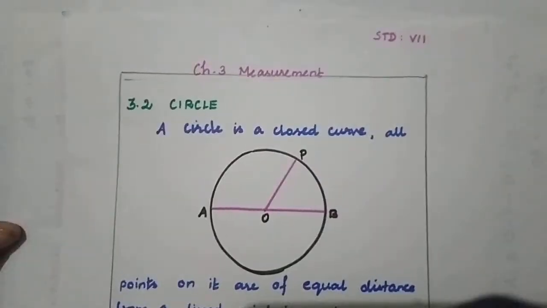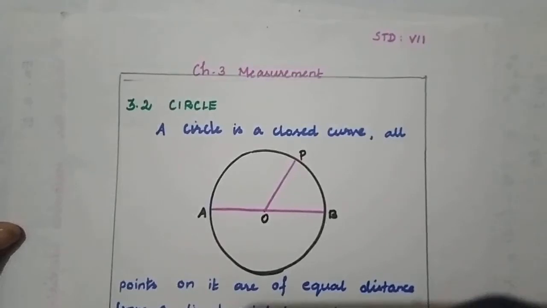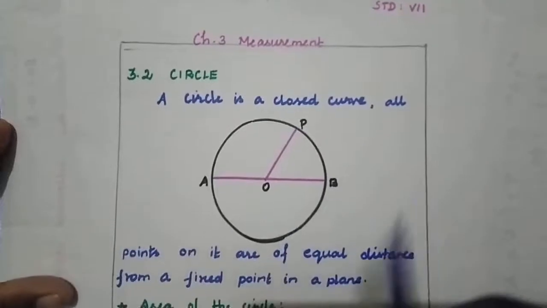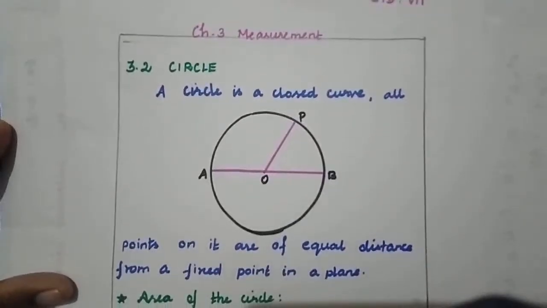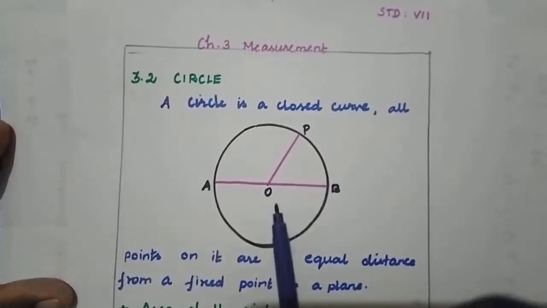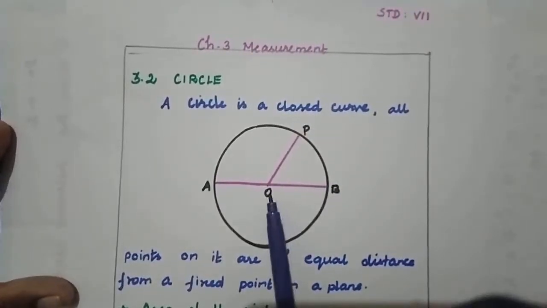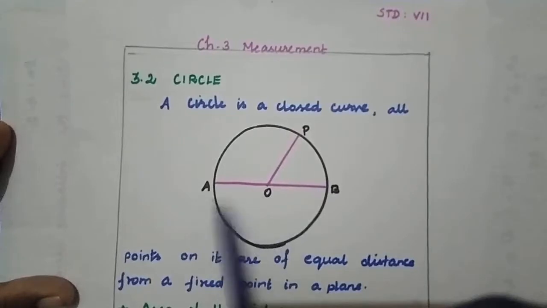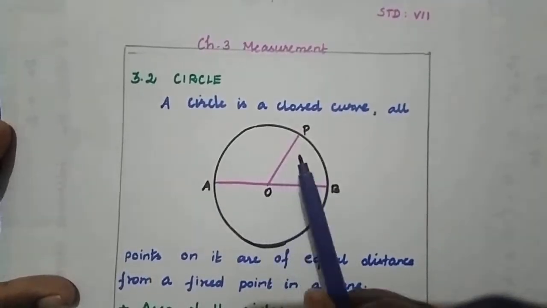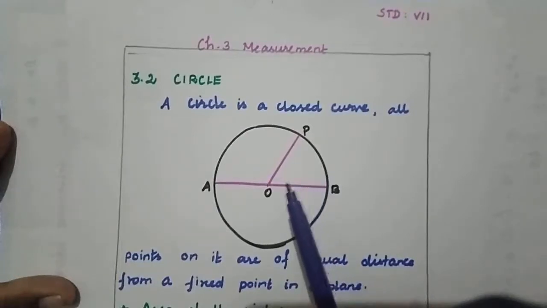In this measurement chapter, today we are going to learn about circle. A circle is a closed curve. All points on it are of equal distances from a fixed point in a plane. So here the fixed point is denoted as O, and AB is called the diameter of the circle, and this OP is called the radius of the circle.